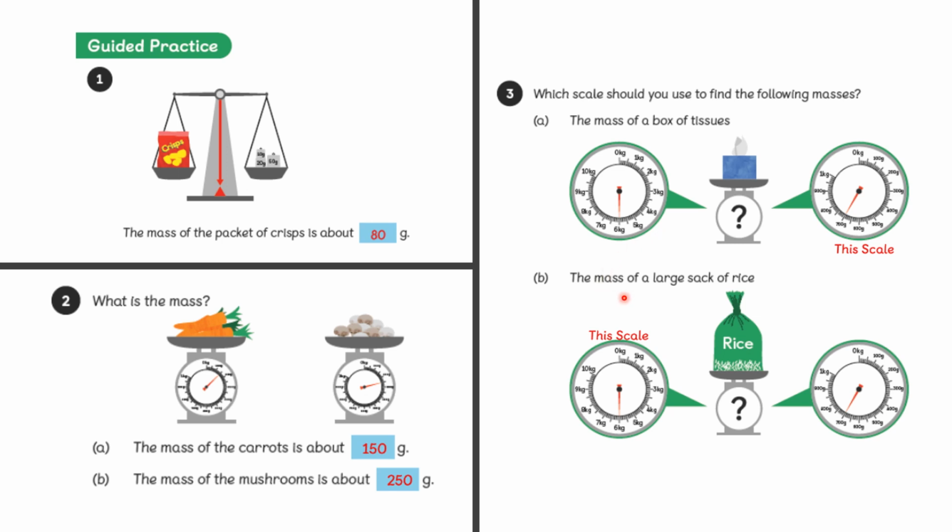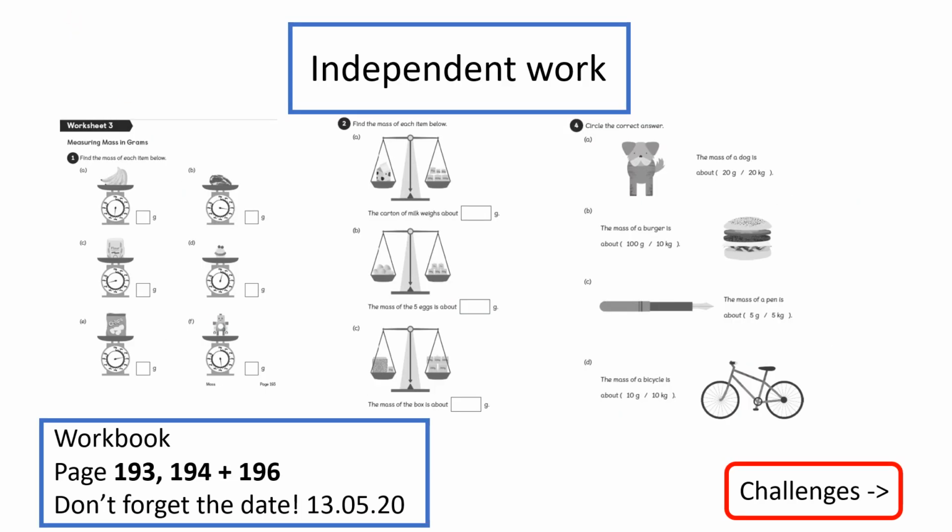For B, the mass of a large sack of rice, we needed to use this scale because it's counting up in kilograms. And we know that rice is a heavier object, so we can measure its mass using kilograms. Well done, everyone. Okay, so it's already time for you guys to do your independent work for today.